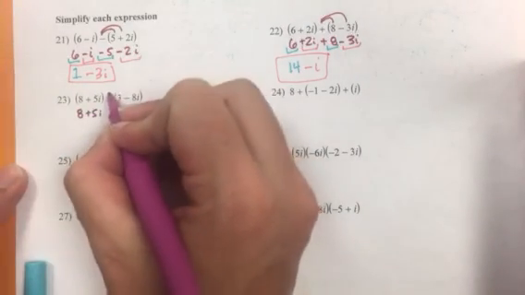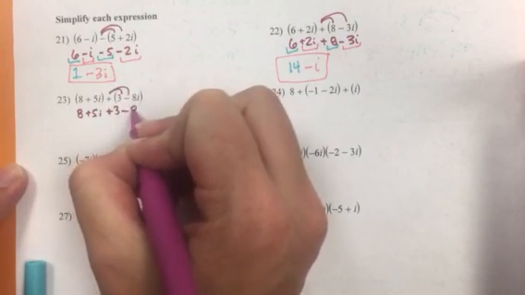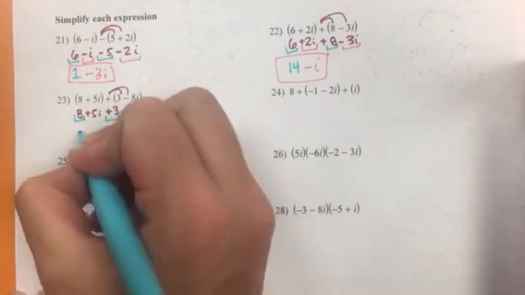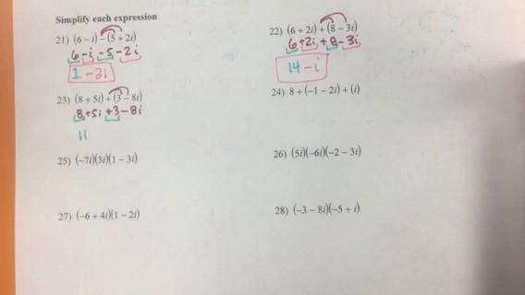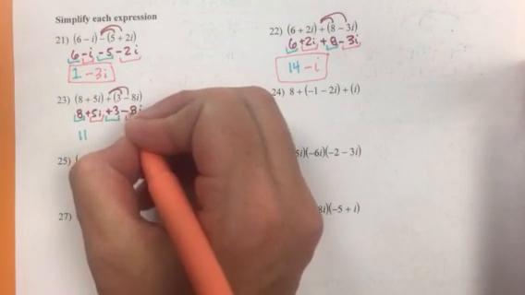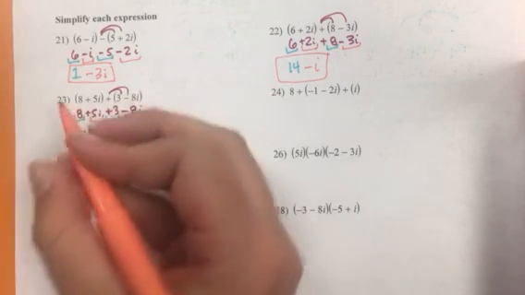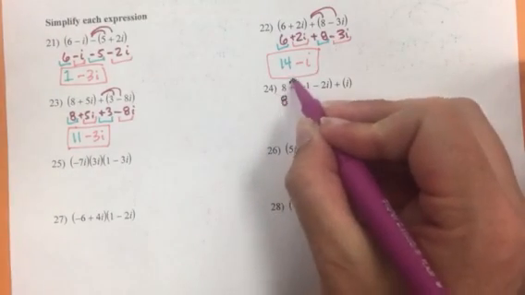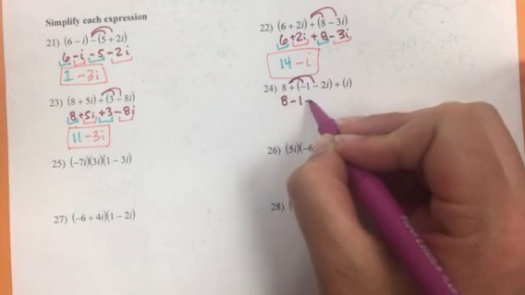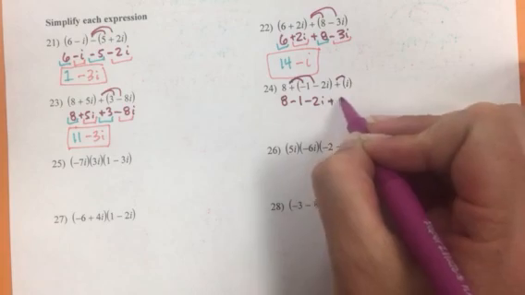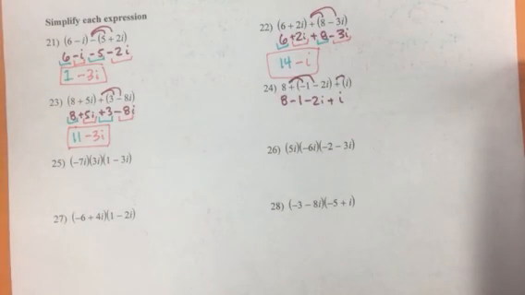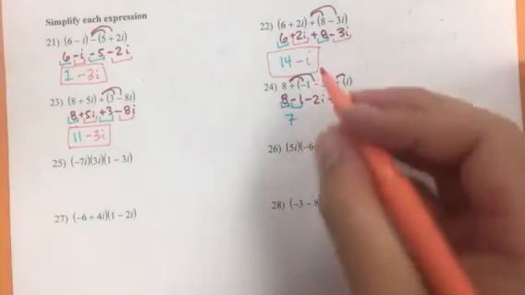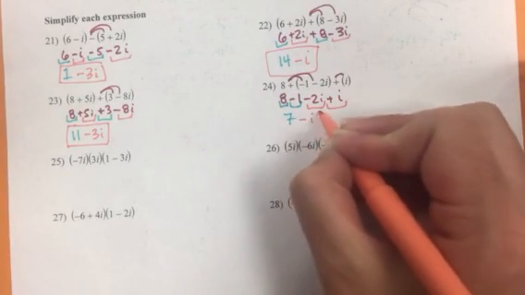8 plus 5i plus 3 minus 8i, 8, 9, 10, 11, 5 minus 8 is negative 3i. 8 minus 1 minus 2i plus i. 8 minus 1 is 7. Negative 2i plus i is a negative 1i.